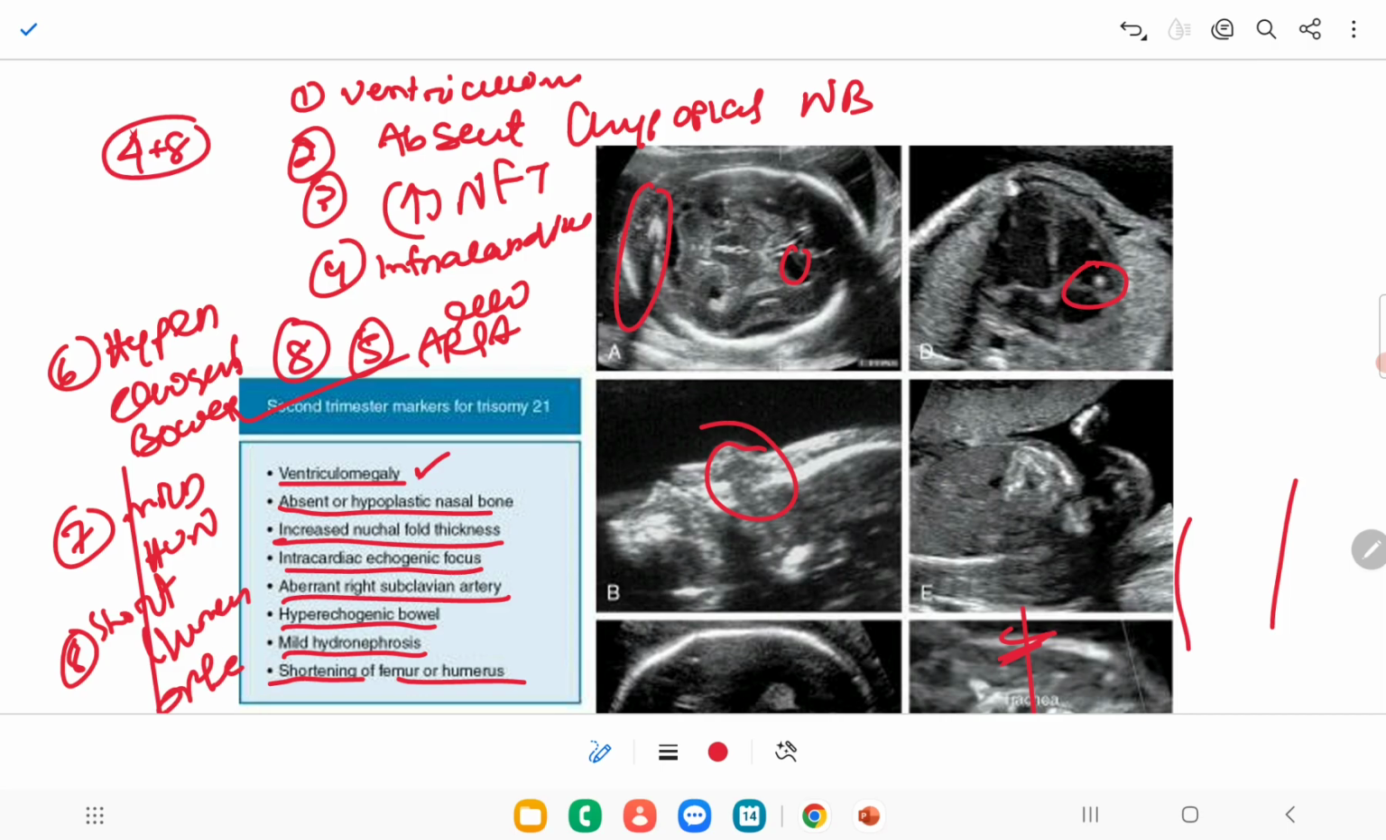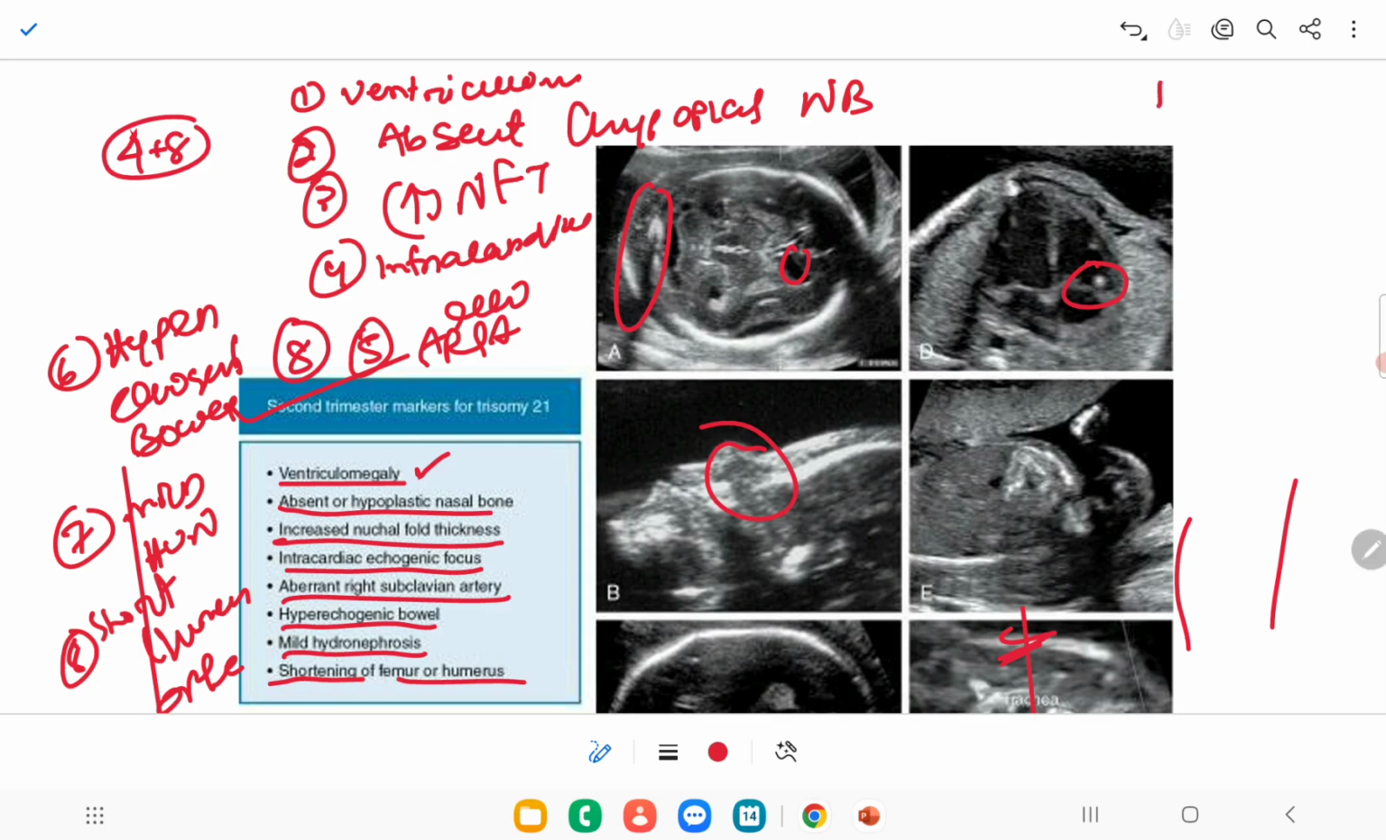So basically, if you start from the brain, first see the ventriculomegaly. Second, see the nasal bone, the facial bone; look for absent or hypoplastic nasal bone. Then you go to the back side, which is the nuchal fold thickness. Then go to the heart, intracardiac echogenic focus. Then go to the branches of the aorta, aberrant right subclavian artery. Then go to the bowel, hyperechogenic bowel. Then go to the kidney, mild hydronephrosis. Then go on to the bones. So it is very easy to understand.